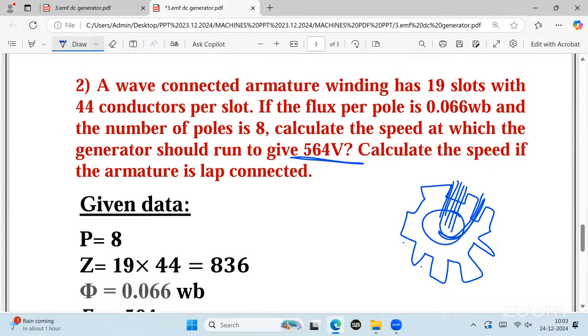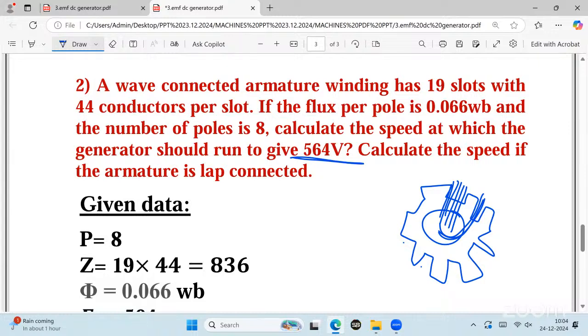But what is the speed of the armature to get 564? How much should we rotate to get 564? We have to find out the speed of the armature. Given data.